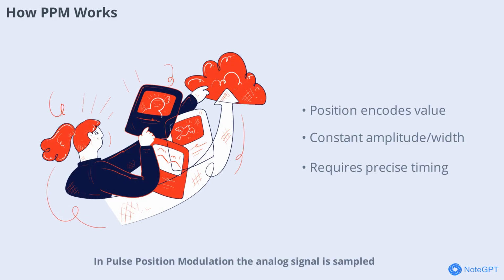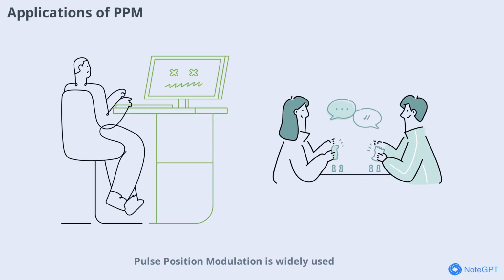Pulse position modulation: the analog signal is sampled, and the timing of each pulse is adjusted based on the sampled value. The amplitude and width of the pulses do not change, which makes PPM signals less susceptible to certain types of noise. However, precise timing is required for both transmission and reception, which can complicate system design. PPM is often used in optical and wireless communication systems. Pulse position modulation is widely used in applications where noise immunity is critical, such as in optical fiber communication and remote control systems.